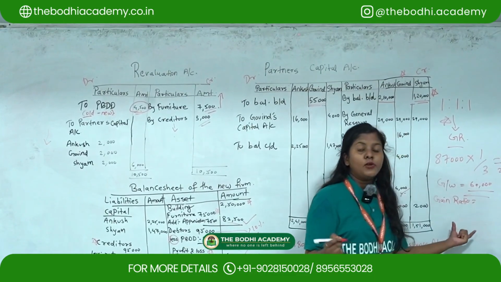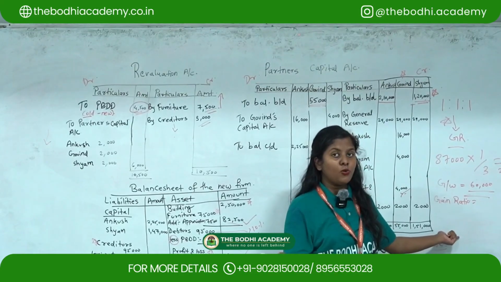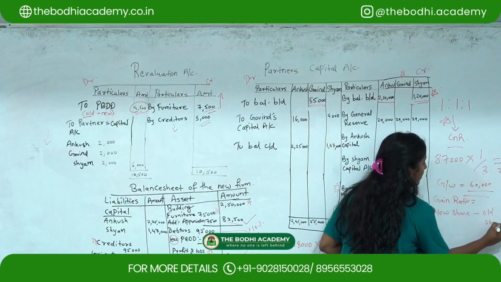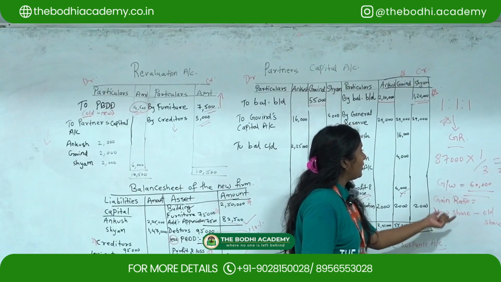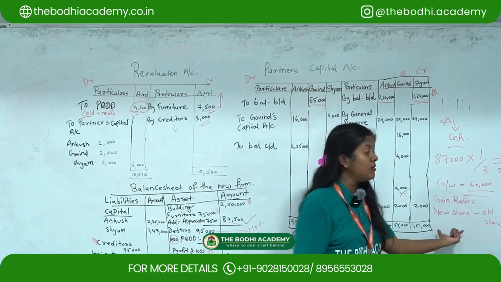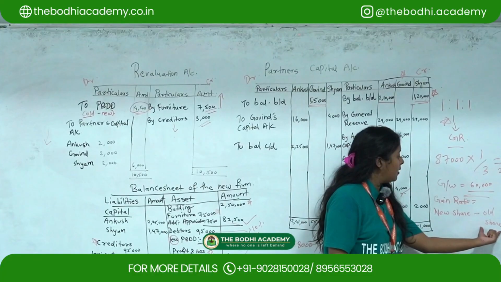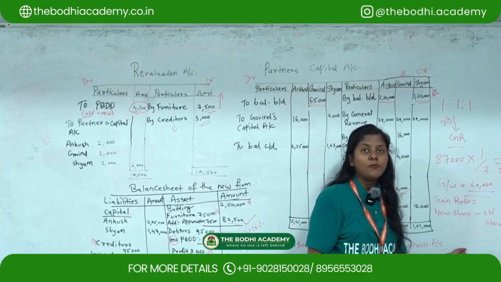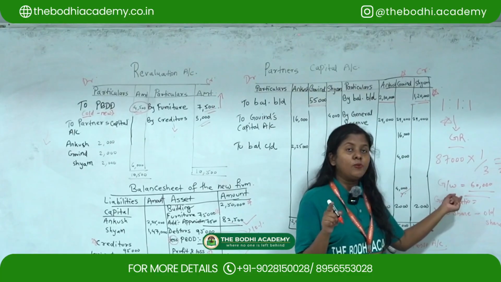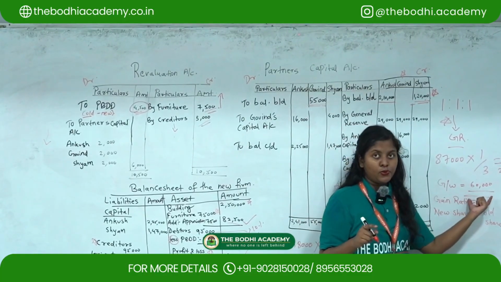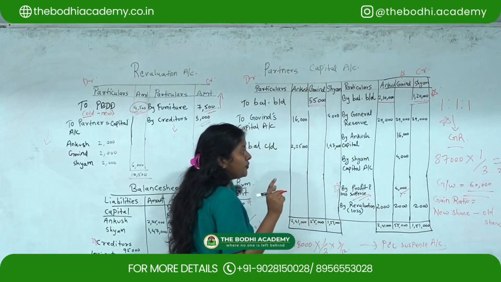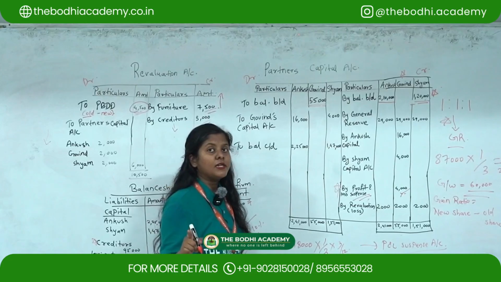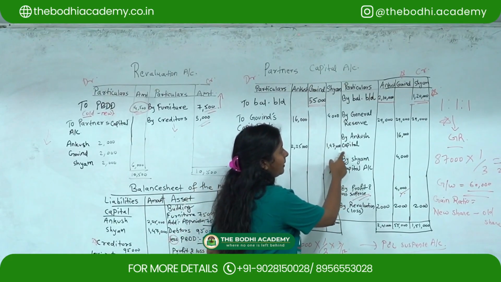And the formula to calculate gain ratio is new share minus old share. So you have to take the new share of the partner and also you have to take the old share, and you have to subtract, and then that amount you have to multiply by the goodwill amount. So goodwill you have to distribute among the remaining partners. Now since Govind is retiring, you have to distribute it to the remaining partners.